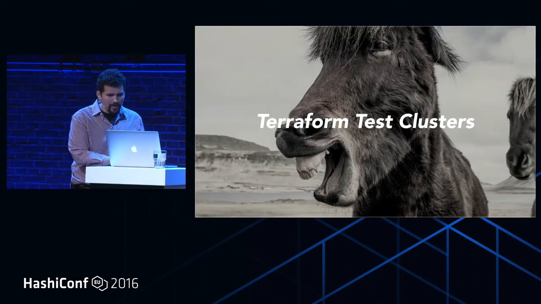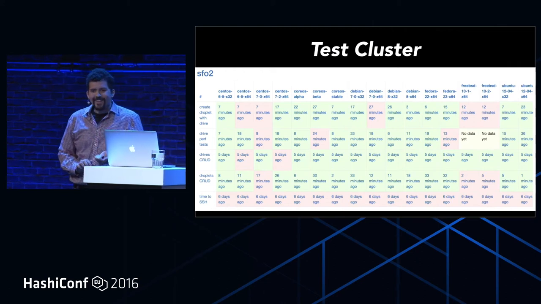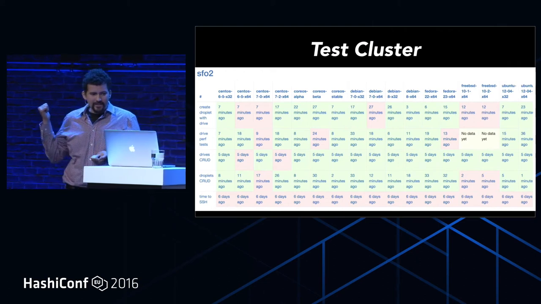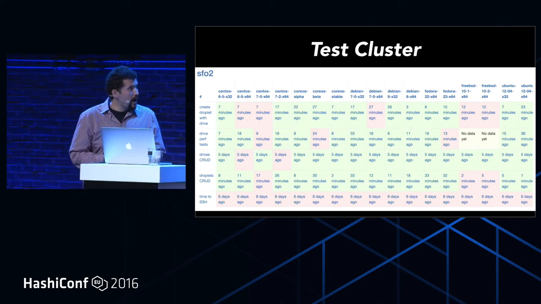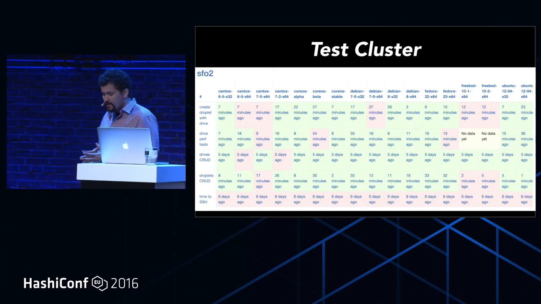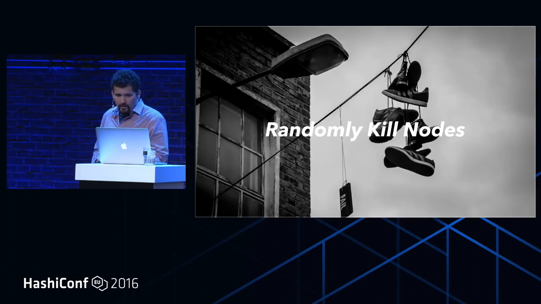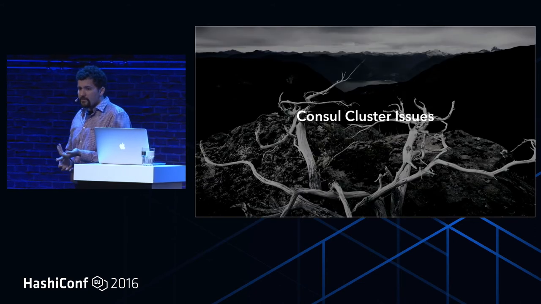But that was not without a lot of pain. As an example, this is one of our test clusters. We started to have a lot of pain actually building these things. One of the biggest issues that we had was Consul.